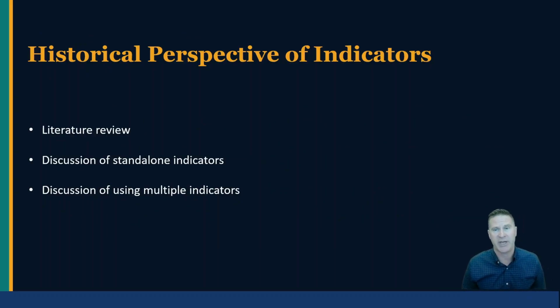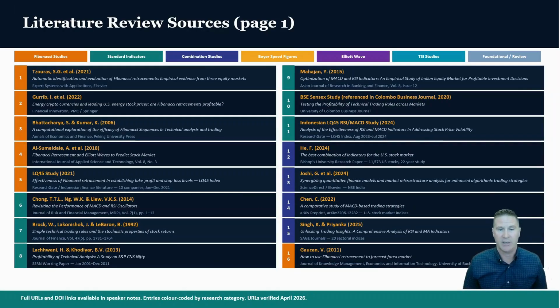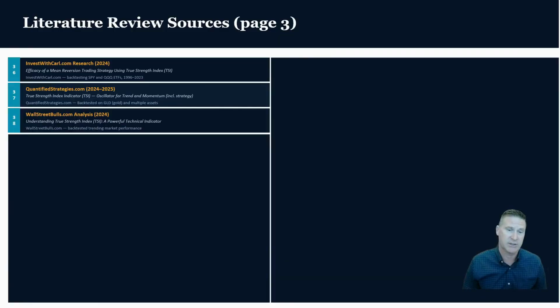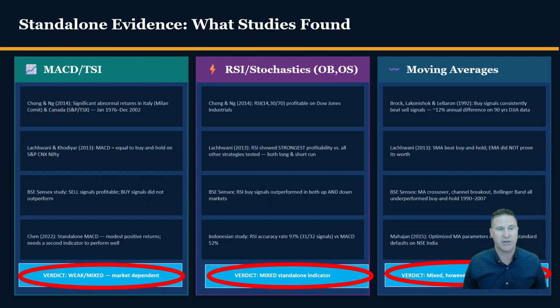Quick historical perspective on indicators more broadly. Quick literature review, talk about standalone indicators, and then multiple indicators. So there's a lot of literature out there on this. For this particular presentation, I made it through about 38 of them. And let's jump in and talk about the standalone indicators.